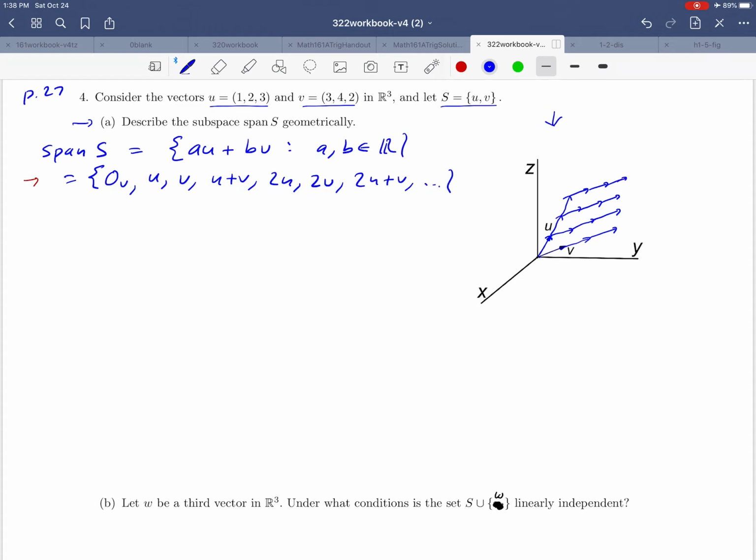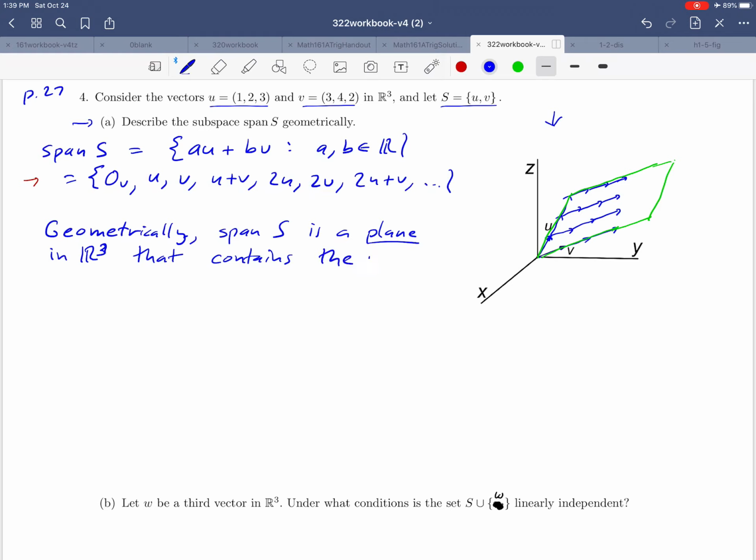And the question is, what kind of a shape are we generating here? You might look at this and notice that this is a flat surface. All of these linear combinations lie in a plane that contains u and v. So in words, we could say the following. Geometrically, span of S is a plane in R3 that contains the vectors u and v. There's the first part.